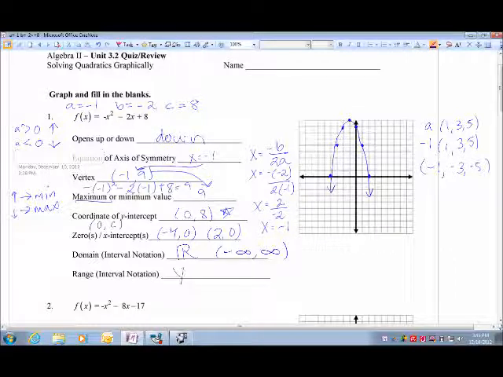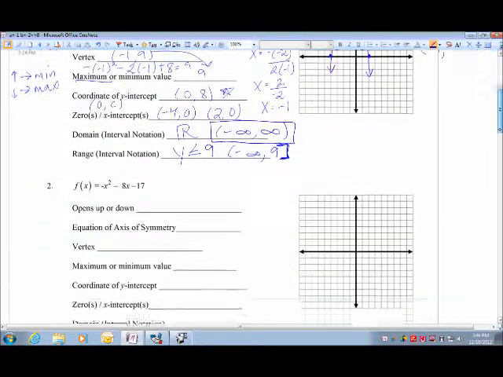Now my range, so this would be my interval notation. My range, all my y values are less than or equal to 9. So the smallest value of y that I have is negative infinity, and we can never reach negative infinity, so that's why I'm putting parentheses. And then because there's an equals to sign there, we put a bracket around 9, and that's my range.